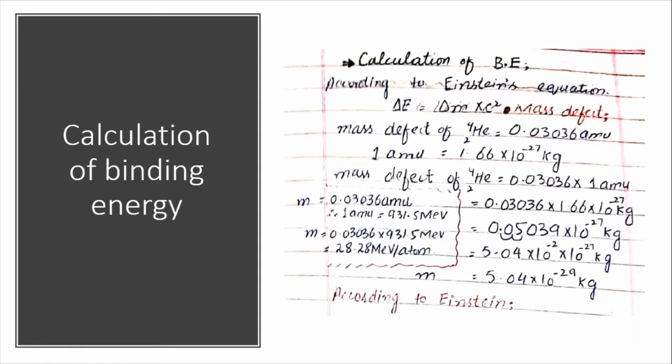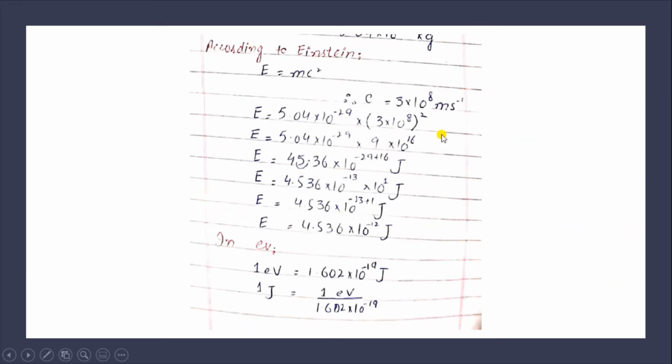And according to Einstein, as we have already discussed, E is equal to mc square. We know that the value of c is 3 multiplied by 10 to the power 8 meter per second. So 5.04 multiplied by 10 to the power minus 29, which we have already found in kilogram, the mass will be multiplied by the square of the speed of light. So the answer will be 4.536 multiplied by 10 to the power minus 12 joule.